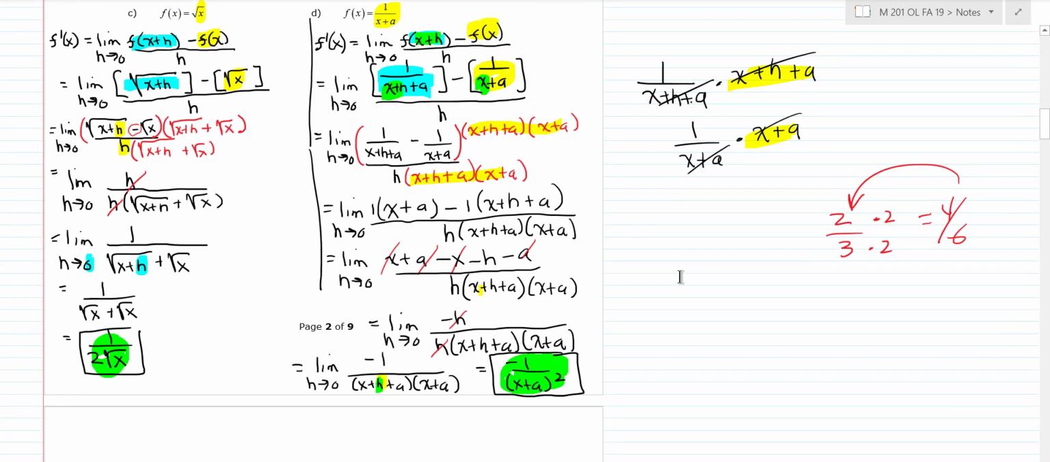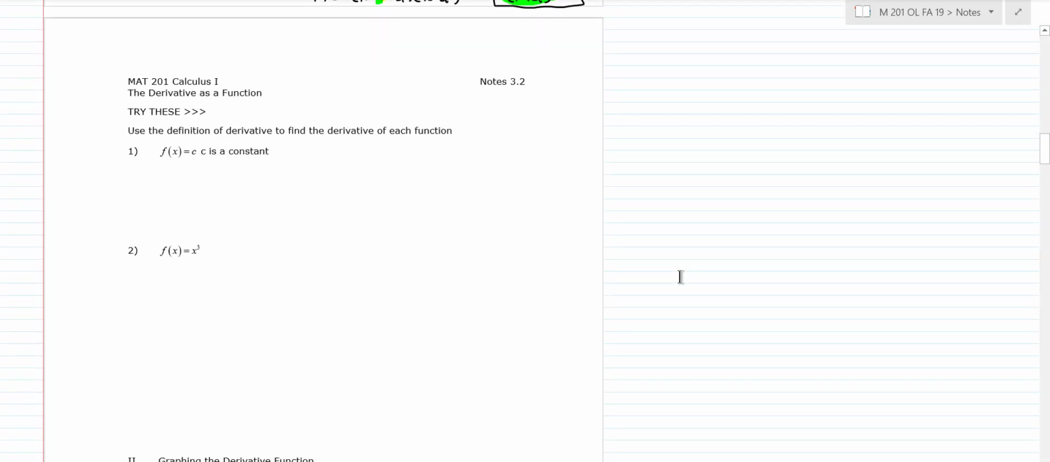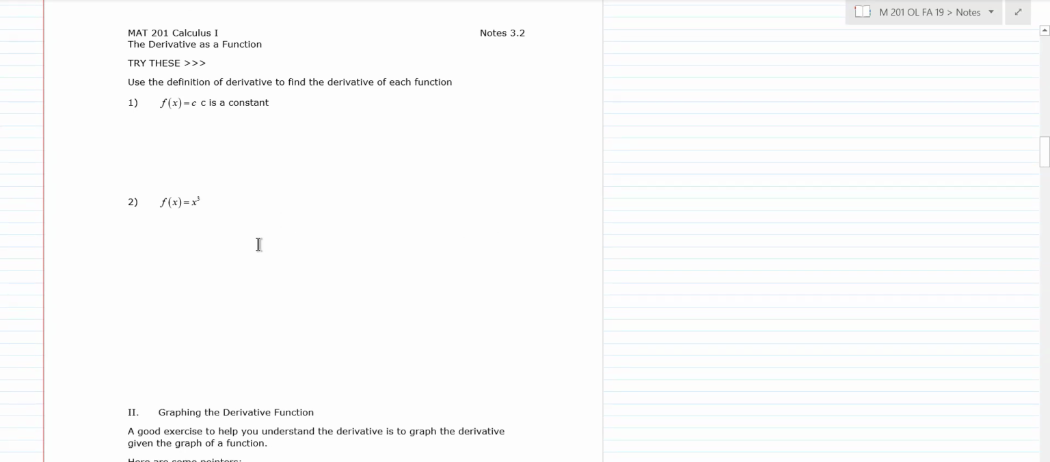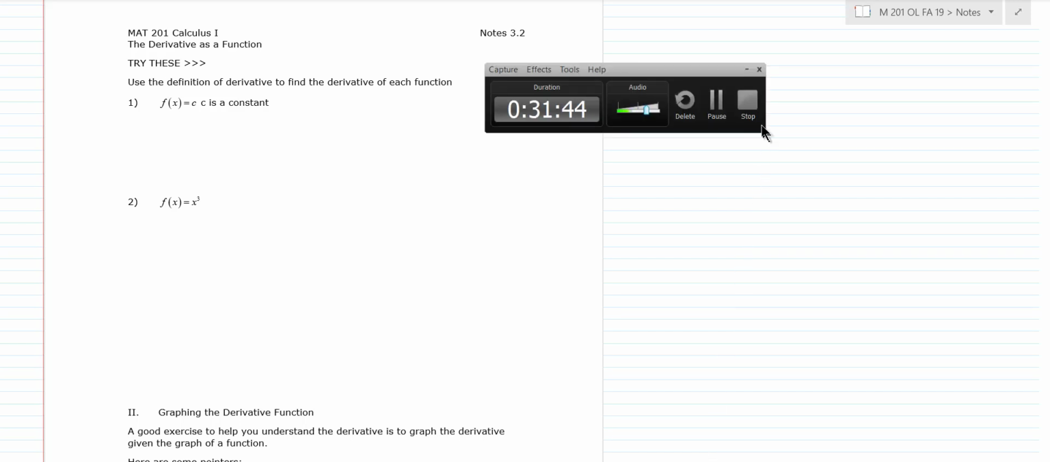Otherwise, I'm going to have you go to the next page, and see if you can set up these two right here and do these. X to the third, you can get into some algebra because you're going to have to do x plus h to the third somewhere in the problem. This one's very easy, but sometimes students have a little trouble setting that up. Okay, so go ahead and pause and see what you come up with on these two examples.